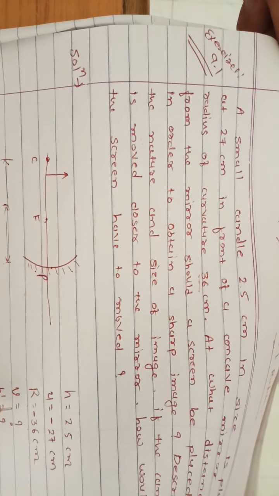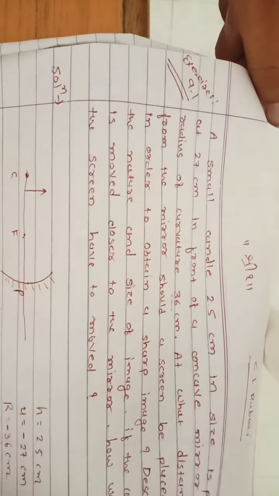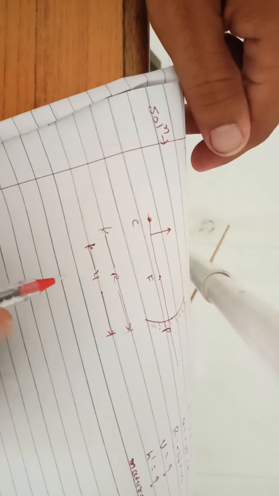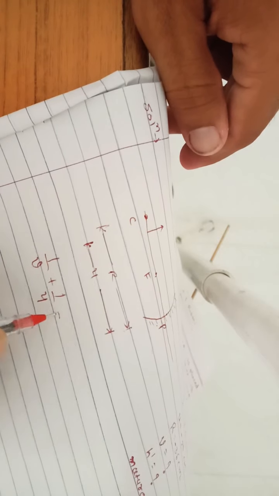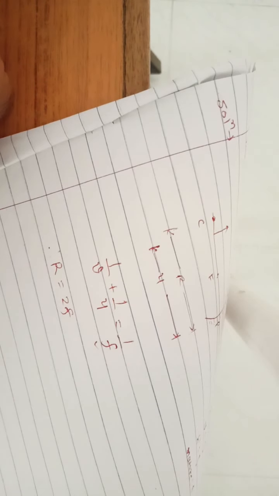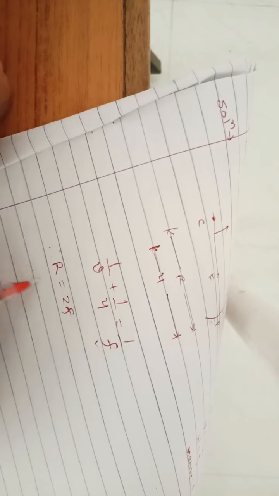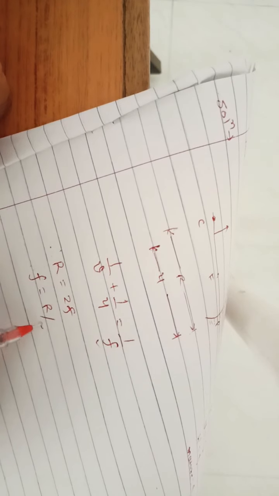Now we know the mirror formula: 1 upon V plus 1 upon U is equal to 1 upon F. But here you are given R, you are not given F. We know the relationship between R and F, that is R is equal to 2F. Now we have to find F. So F is equal to R by 2.